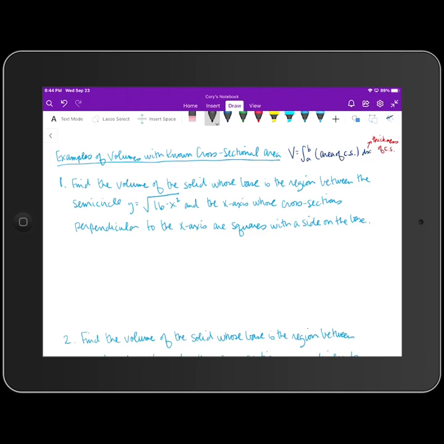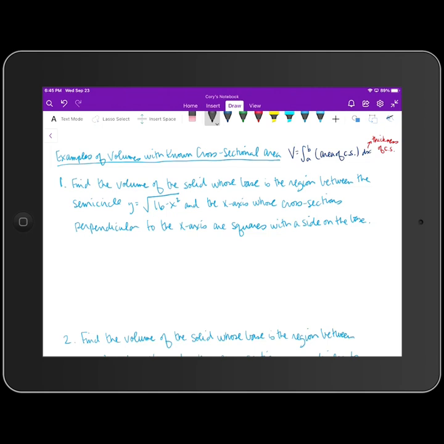Just as was the case with the 3 methods that we looked at prior, so disc method, washer method, and cylindrical shells, with volumes with known cross-sectional area, we are still integrating the area of the cross-section, usually with respect to x. We'll take a look at an example where we don't do it with respect to x later on.